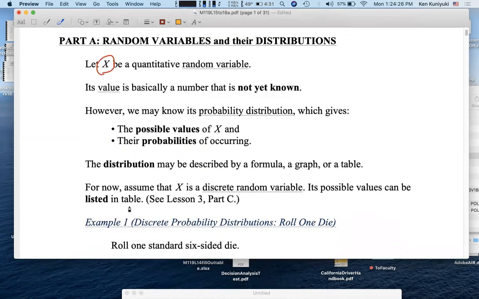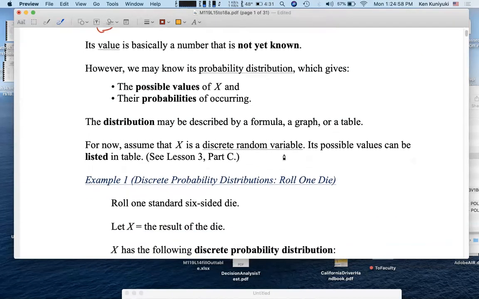Now, before you roll the die, the value of X is basically a number that is not yet known. We have not yet rolled the die. However, we can know its probability distribution, assuming that the die is an ideal standard die. Ignore the issue with the holes and all that. Assume that it's an idealized standard die. Well, we then know its probability distribution, which would give the possible values of X and their corresponding probabilities of occurring.